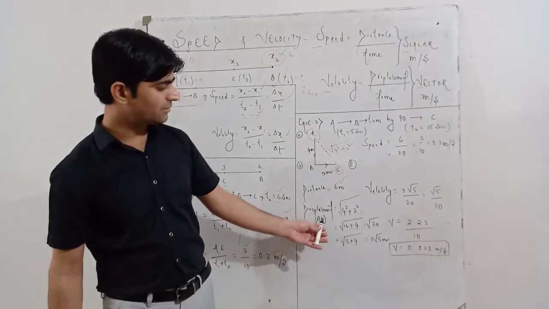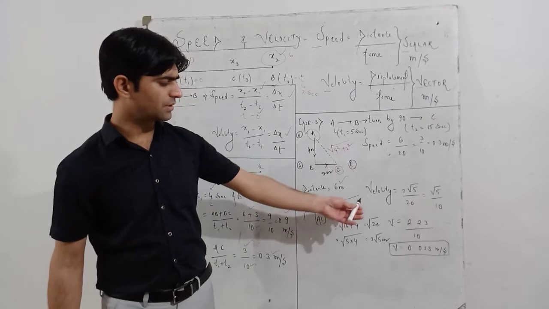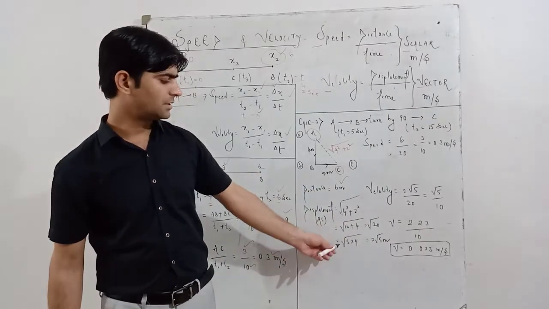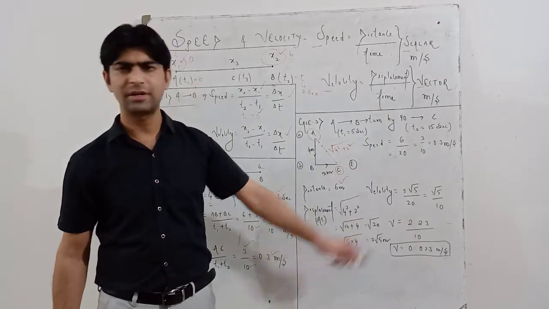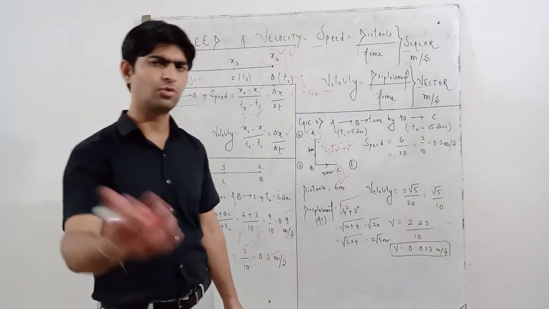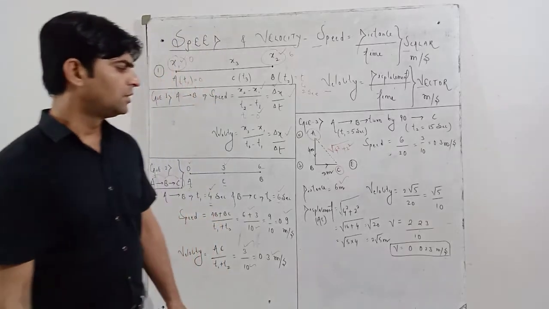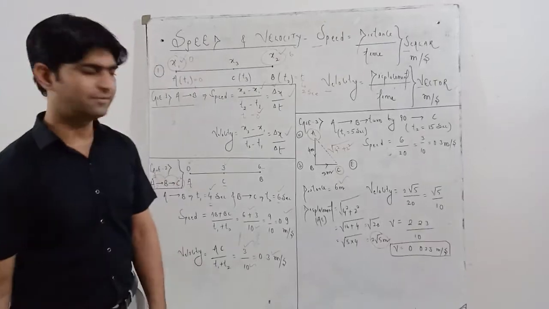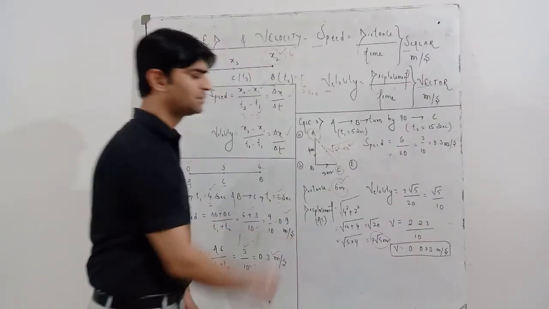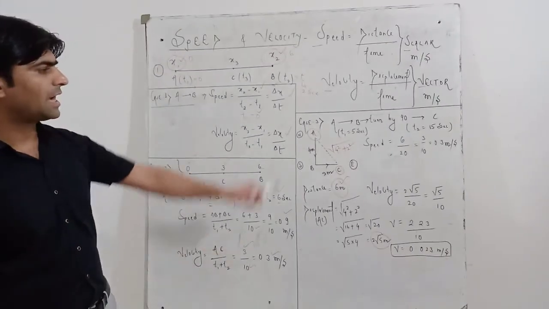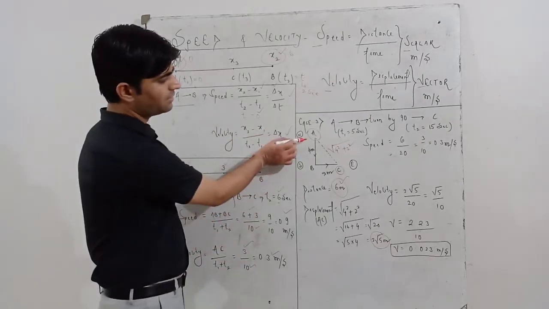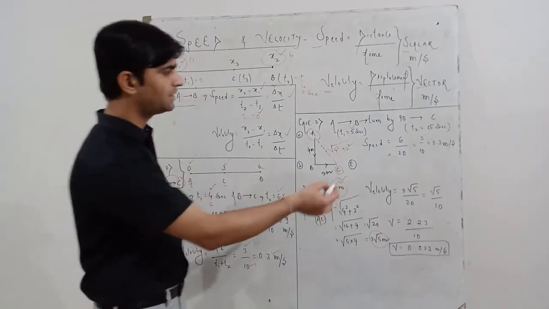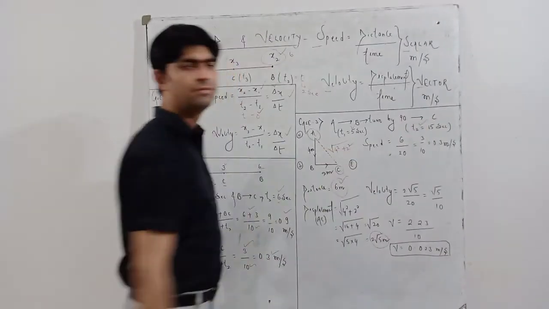So displacement will be equal to AC, under root 4 square plus 2 square, that is under root 16 plus 4, under root 20, that is under root 5 into 4, and you can write 2 root 5. Root 5 is around 2.23. So displacement becomes 2 root 5 meters, whereas distance becomes 6 meters. Time I have taken, suppose you are traveling from A to B, you are taking 5 seconds, and from B to C you are traveling in 15 seconds.